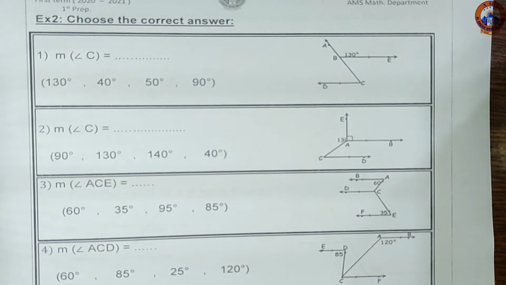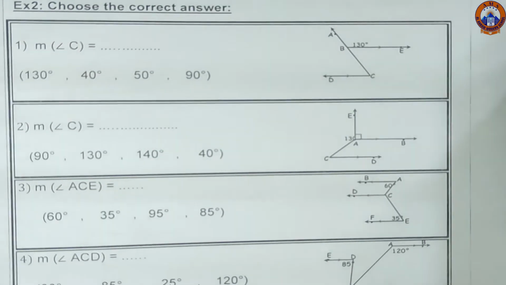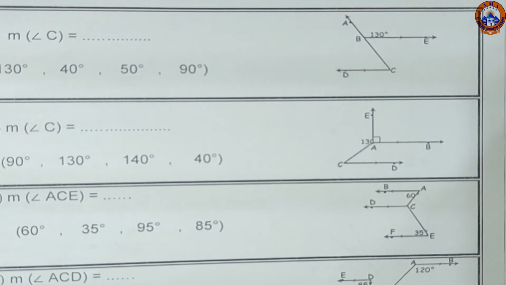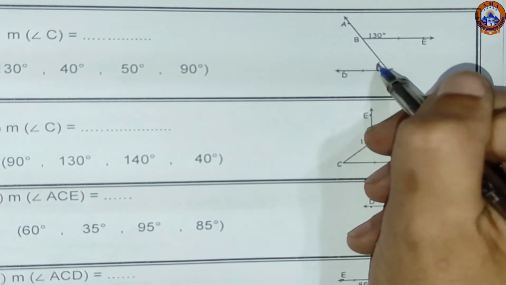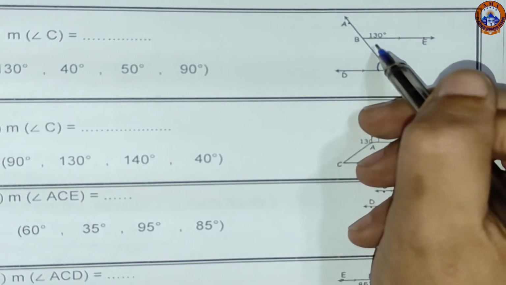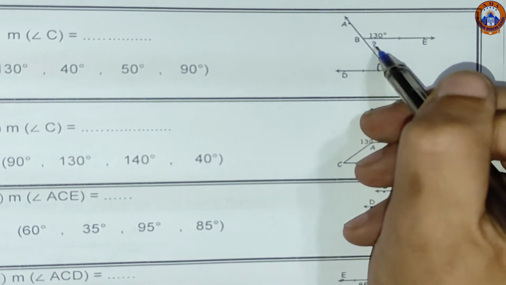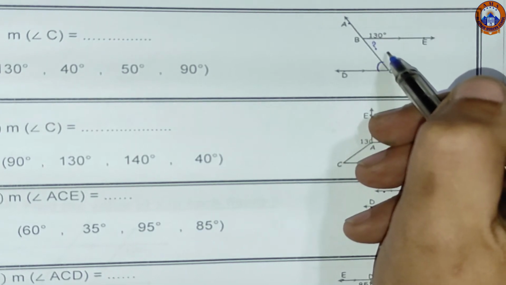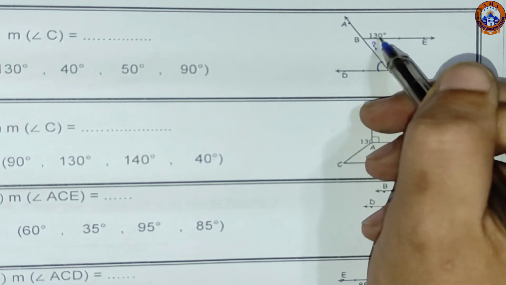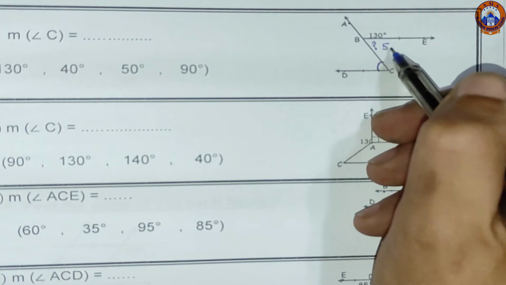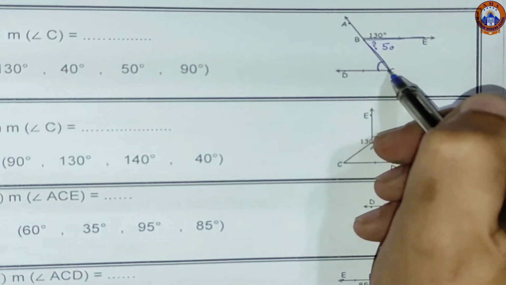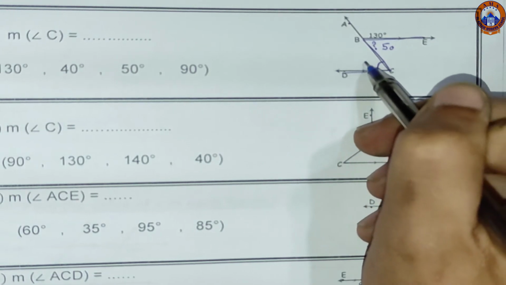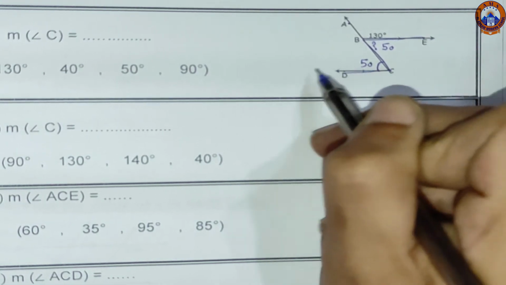Let's solve some examples. We need to find measure angle C. So we're gonna find first the supplementary angle of 130. So we're gonna make 180 minus 130, which equals 50. Then we have a Z letter because these two lines are parallel. So measure angle C is gonna be equal to 50 degrees.